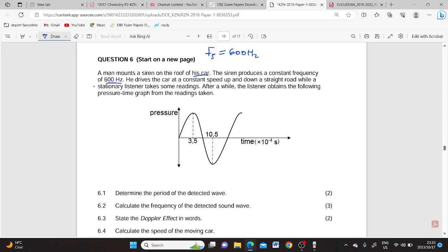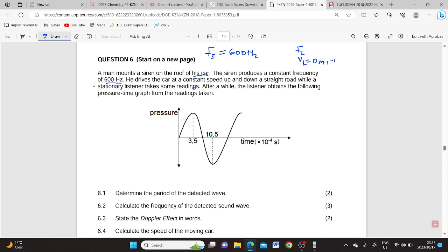He drives the car at a constant speed up and down a straight road while a stationary listener takes some readings. Okay, it means we need to fill in the frequency of the listener. Here we have the velocity of the listener being 0 meters per second because there's a stationary listener.